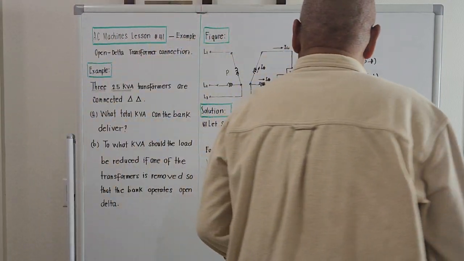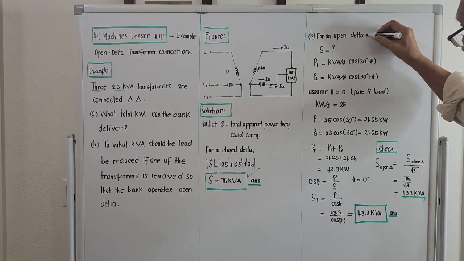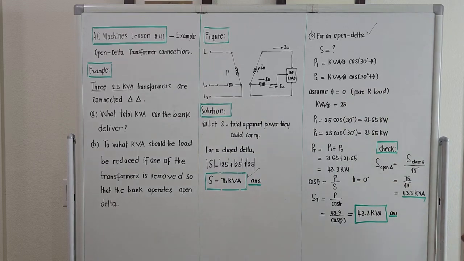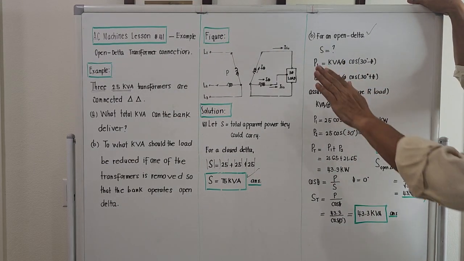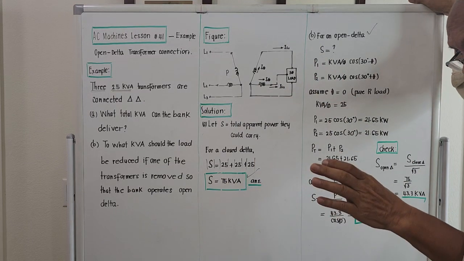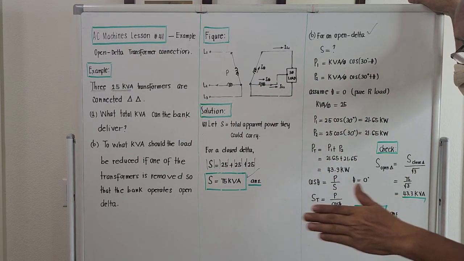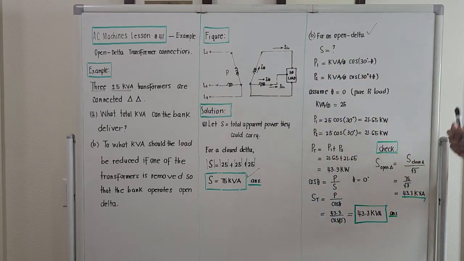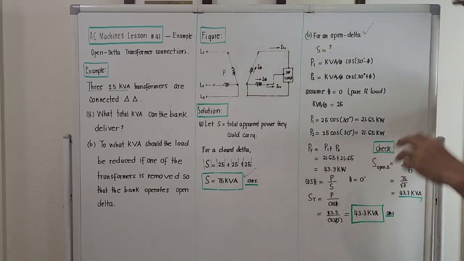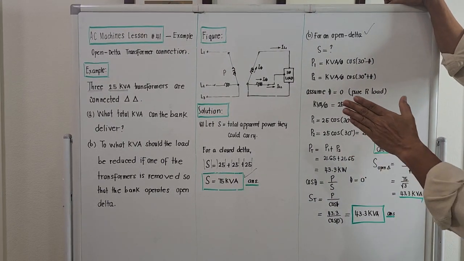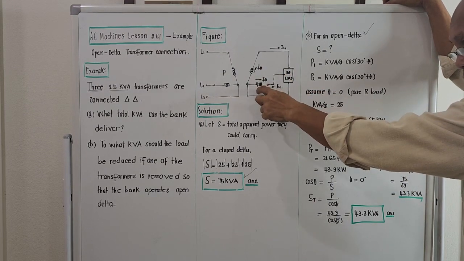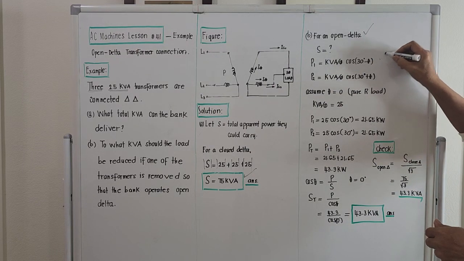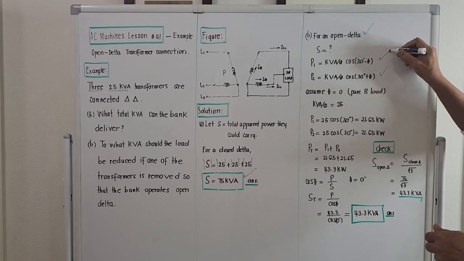The next question. For an open delta, the problem is asking what will be the total apparent power S. To compute this, I will bring out one legal solution, plus another solution for checking purposes. Let's bring out the apparent power delivered by winding number 1 and number 2, considering the secondary side. The last time around, we derived this one, right?